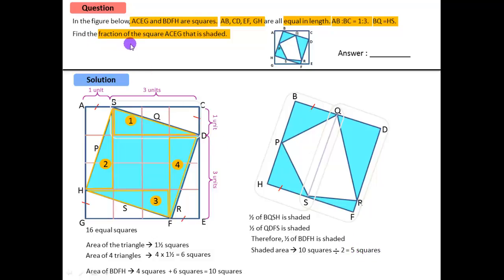However, we are supposed to find the fraction of the square ACEG that is shaded. To find this, the fraction of the square ACEG that is shaded would be the shaded area over the total area. We know that the shaded area is 5 squares. The total area would be 16 squares. So our final fraction would be 5/16, and that would be our answer.